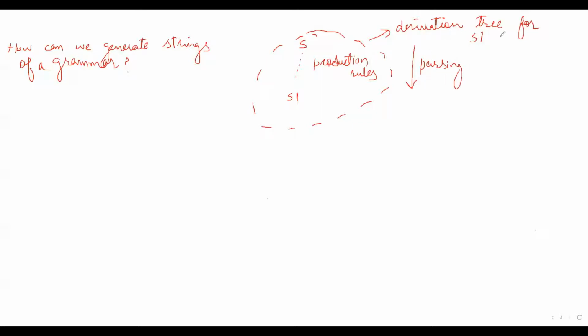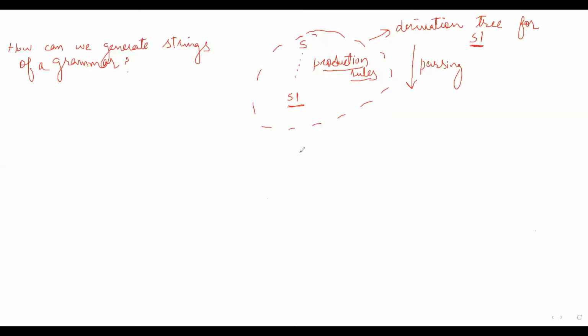Okay, so the derivation tree of S1. Fine. So I have used production rules to generate this S1, and this particular tree will be called the derivation tree for this particular string. And this is how we can generate the strings of a grammar.